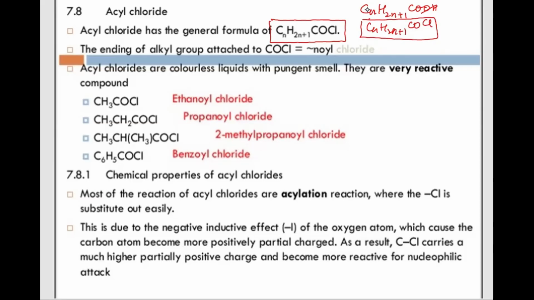In their names, we add the suffix noyl. So ethanoic acid will give us ethanoyl chloride. Here we had CH3COOH, so the OH has been substituted by Cl.